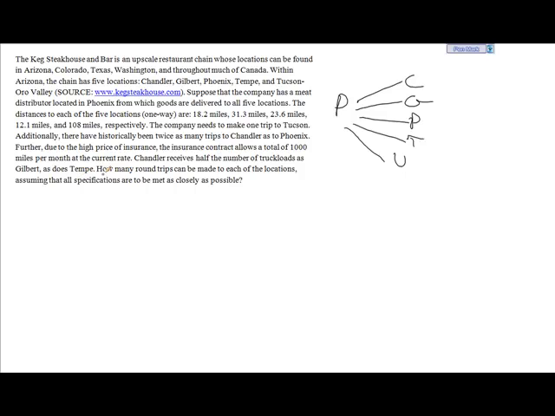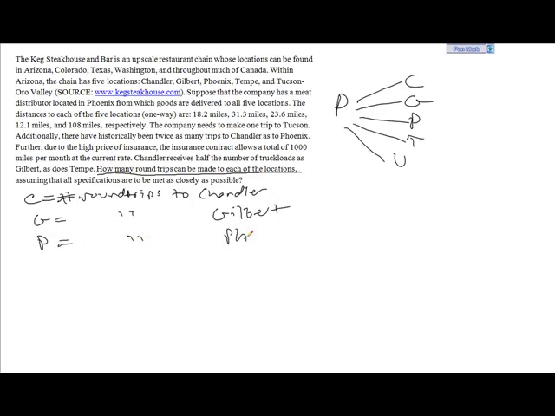Now the question ultimately asks, how many round trips can be made to each of the locations? Why don't we let our variables represent that for us? So C equals the number of round trips to Chandler. Let G be the same thing to Gilbert, P be the same thing but to Phoenix, T be the same thing but to Tempe, and U be the same thing but to Tucson, or Oro Valley.